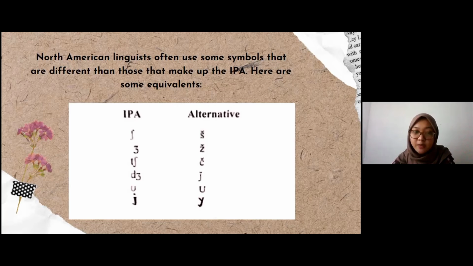In the post-alveolar, in the fricative, there is sh and zh. In the affricate, there is ch and j. In the palatal, there is y. In the velar, in the oral stop, there is k and g. And then in the nasal, there is ng. In the approximant, there is w. In the glottal and oral stop, there is a glottal stop. And then in the fricative, there is h.